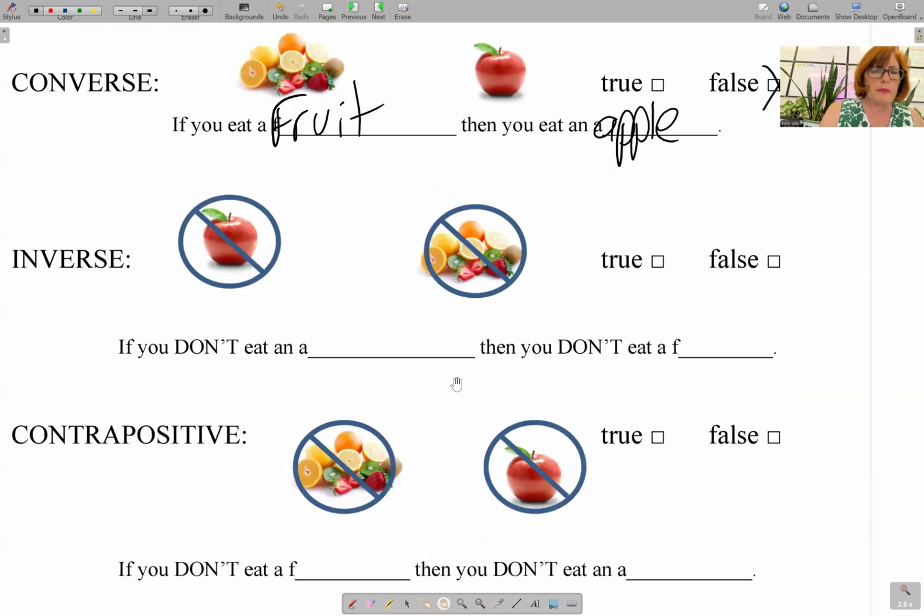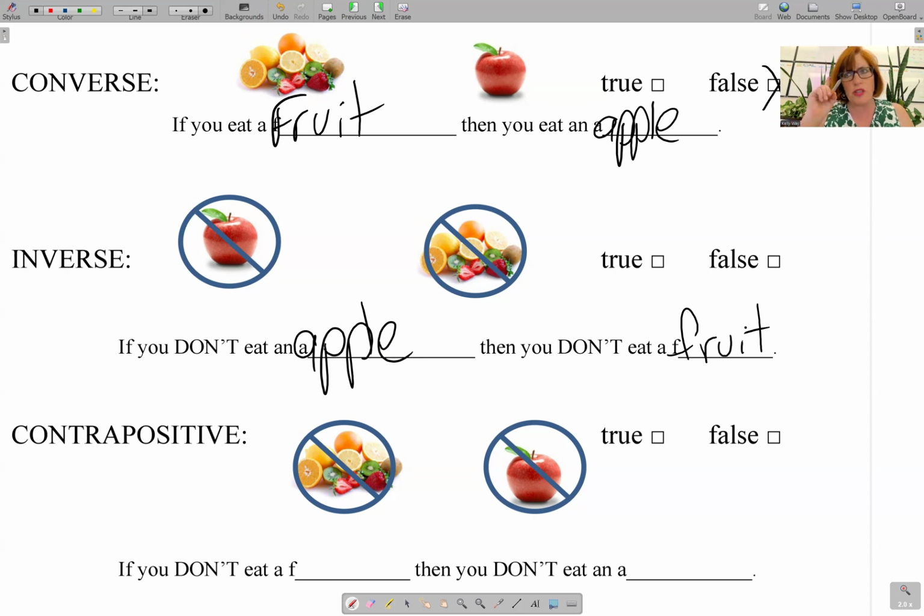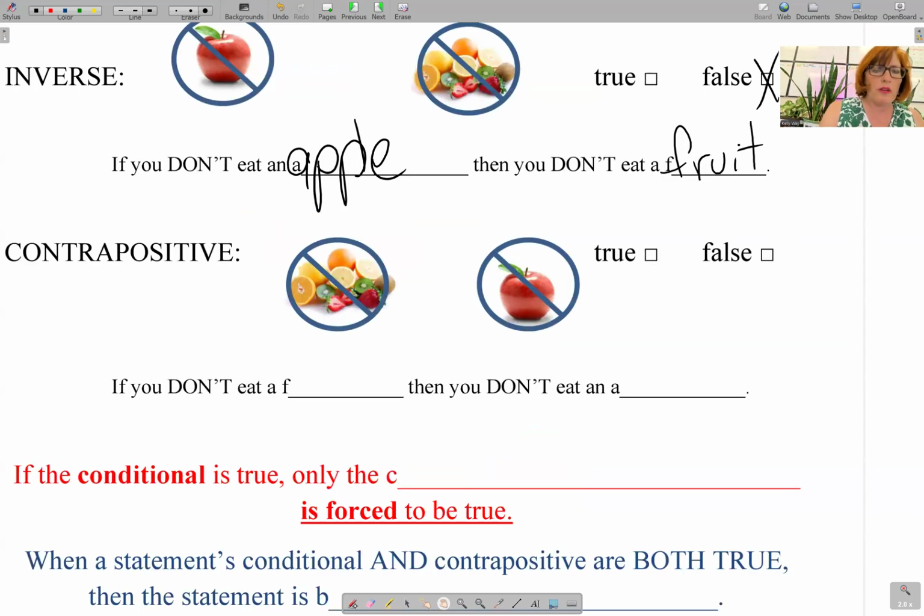Ready? If you don't eat an apple, then you don't eat a fruit. That's the inverse. That's also only true if what you're putting in your mouth is an apple. Again, if you don't eat a different item, then it could be a fruit other than an apple. So if it's only sometimes true, you must mark false.